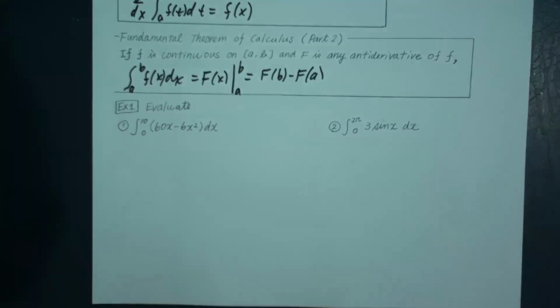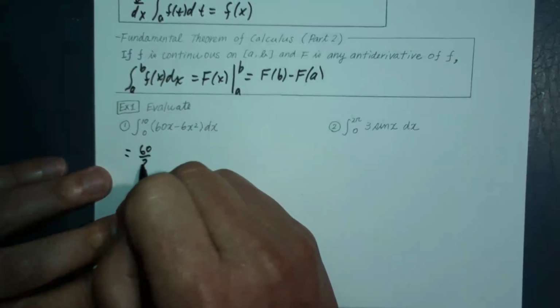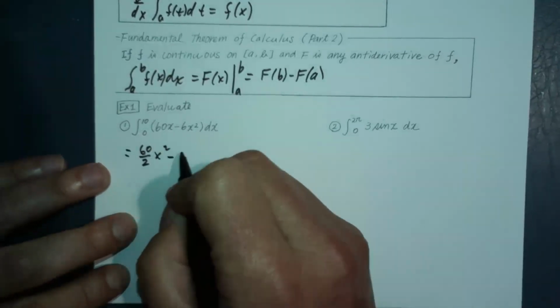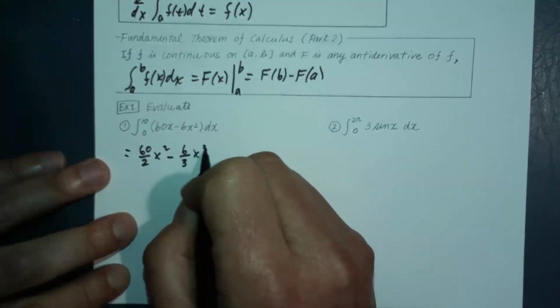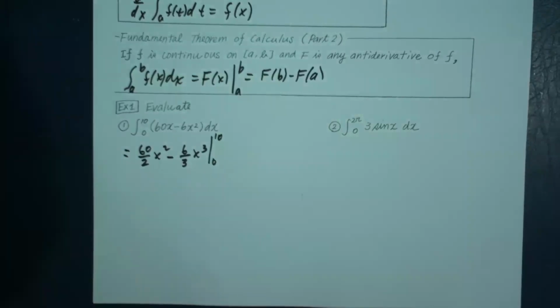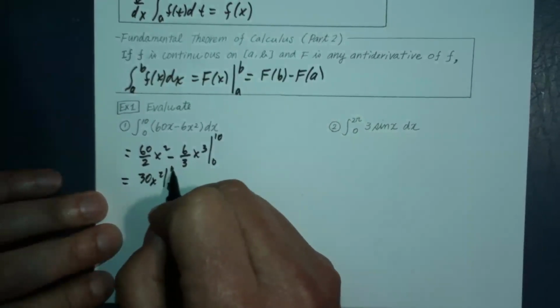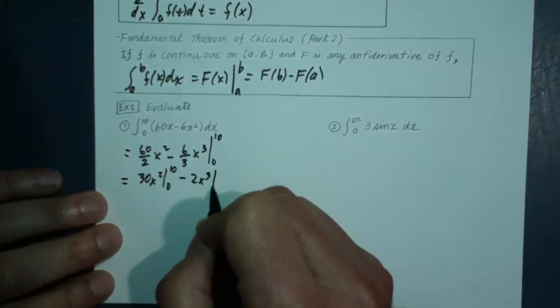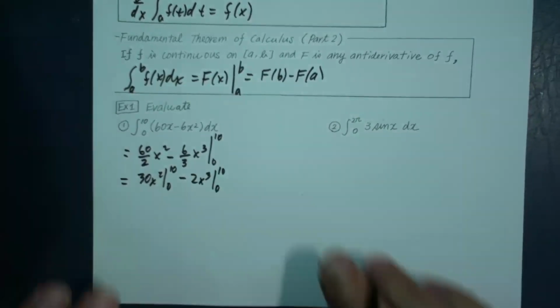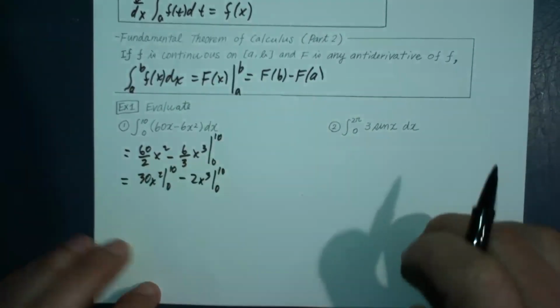Here we are. So first I'm going to find the antiderivative, and then we will evaluate it at its boundaries. So this becomes 60 over 2 x squared minus 6 over 3 x to the third, evaluated from 0 to 10. Now, what I'd like to do is break them up into smaller pieces. So this becomes 30x squared from 0 to 10 minus 2x cubed from 0 to 10. Many teachers don't do it that way. They'll do the whole thing. So plug in a 10 there and there, minus plugging in a 0 there and there.